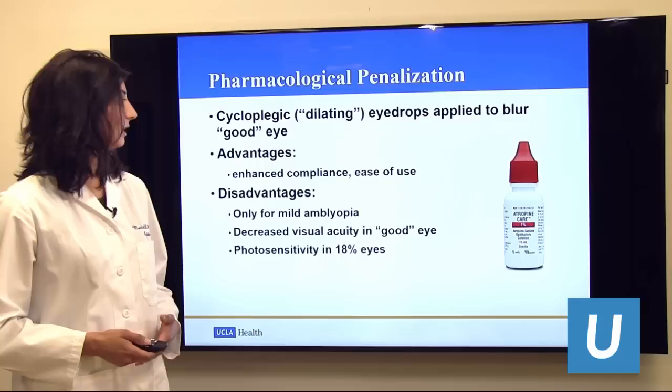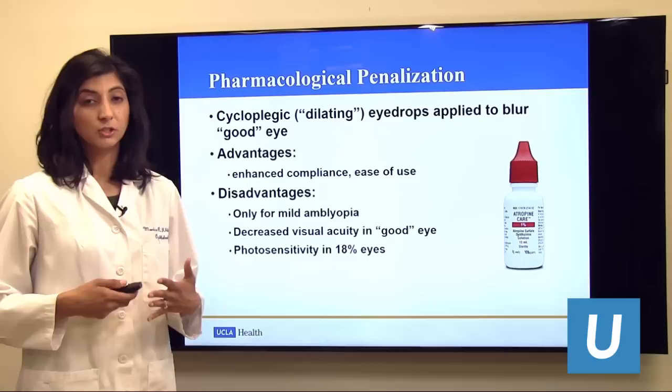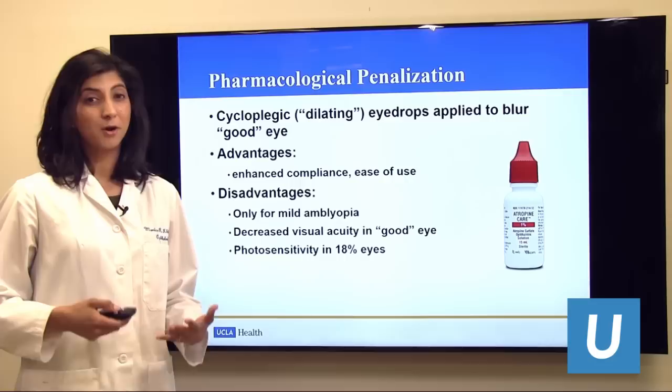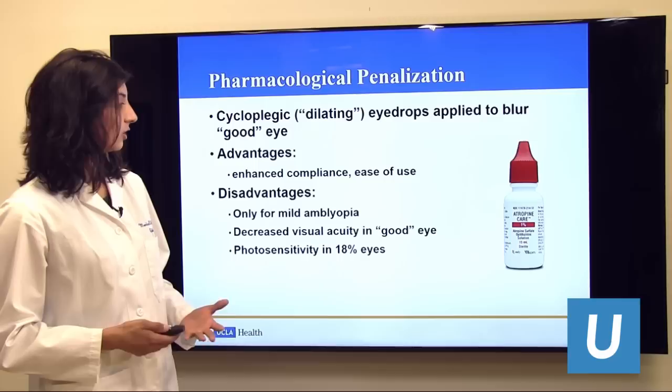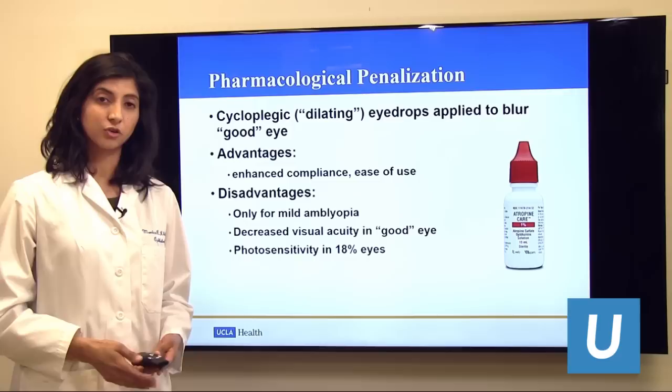Now, I mentioned peeking as one of the problems that we see in patching because even though patching has been tried and true and it's a very effective modality of treatment for amblyopia, it can sometimes be not a very popular treatment with children. They don't want to keep the patch on. And so there are some alternatives that we can offer to certain groups of patients depending on their qualifications. So one of these alternatives is pharmacological penalization. Basically, we can use a dilation drop to the good eye.